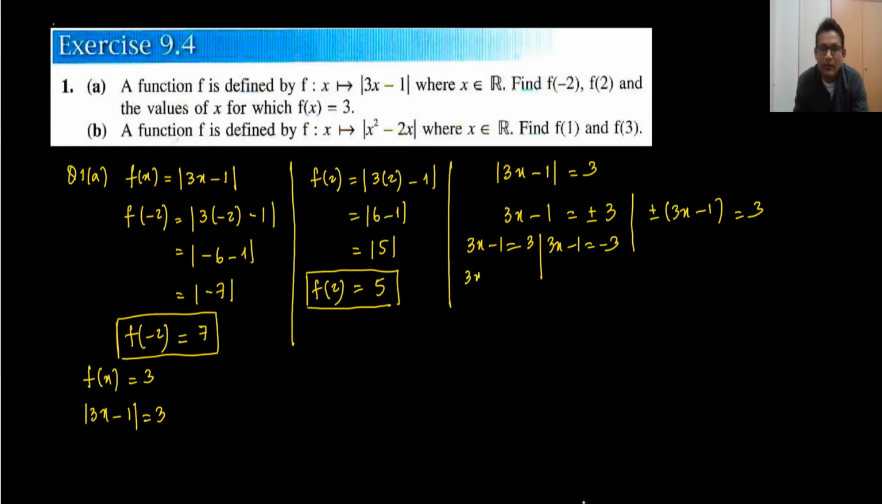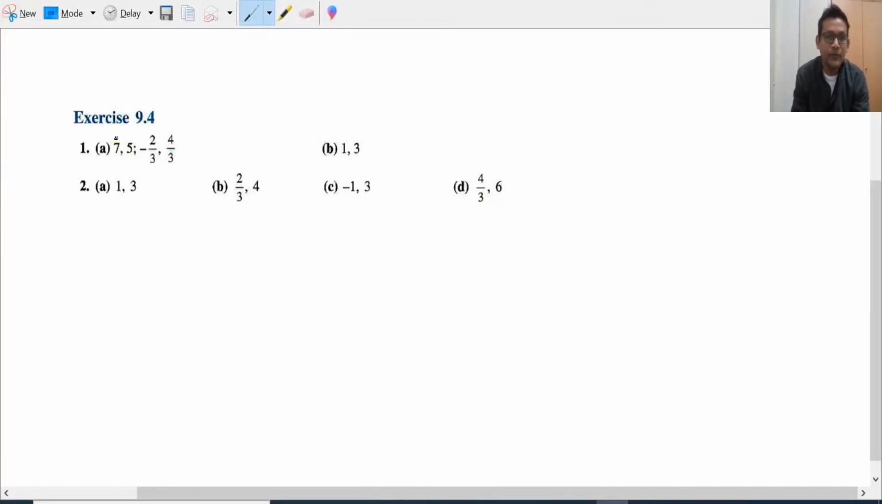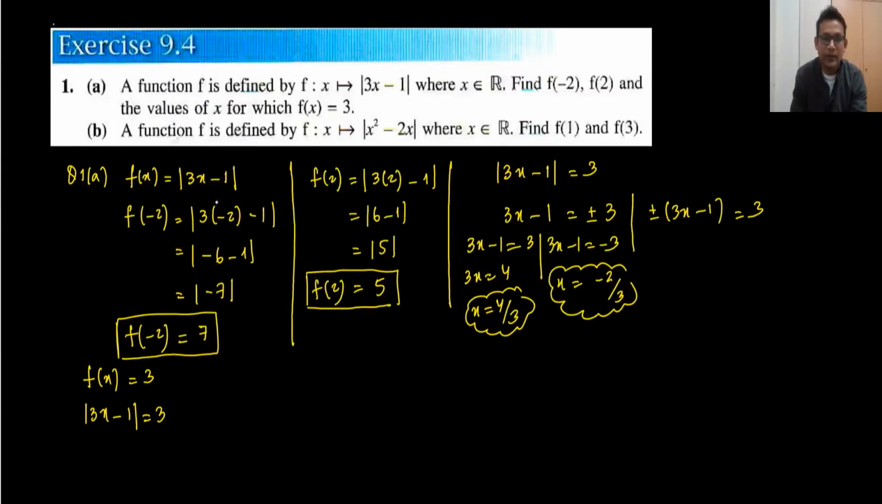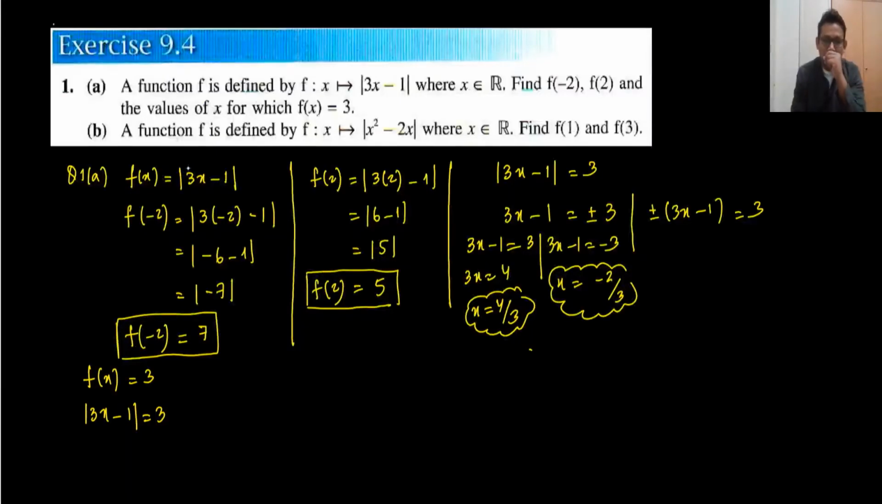Now we just need to simplify. Minus 1 becomes plus, so it's 4. x is equal to 4 upon 3, the first value of x. For the second, x is equal to minus 3 plus 1, which is minus 2, so the answer is minus 2 upon 3, and we have done this part. When we check the answers: 7, 5, 4 upon 3 and minus 2 upon 3. I think we have done it right.